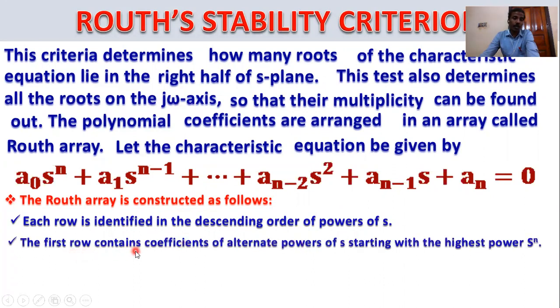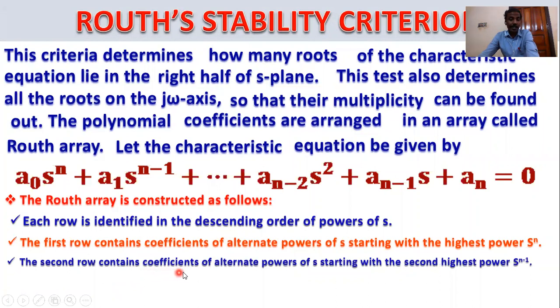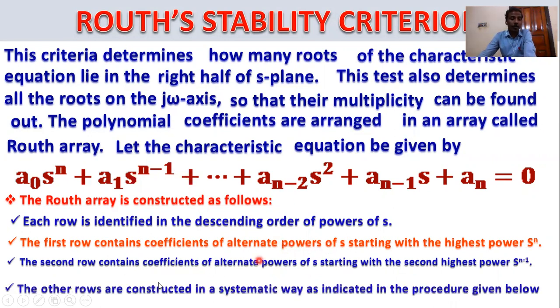And next point, the first row contains coefficients of alternate powers of S, starting with the highest power. So the first row starts with S to the power N, and then alternate coefficients: S to the power N, S to the N minus 2, S to the N minus 4, and so on. And third point, the second row contains coefficients of alternate powers of S starting with the second highest power of S to the power N. So the second row starts with S to the power N minus 1, S to the power N minus 3, S to the power N minus 5 coefficients. The other rows are constructed in a symmetric way as indicated in the procedure given below.